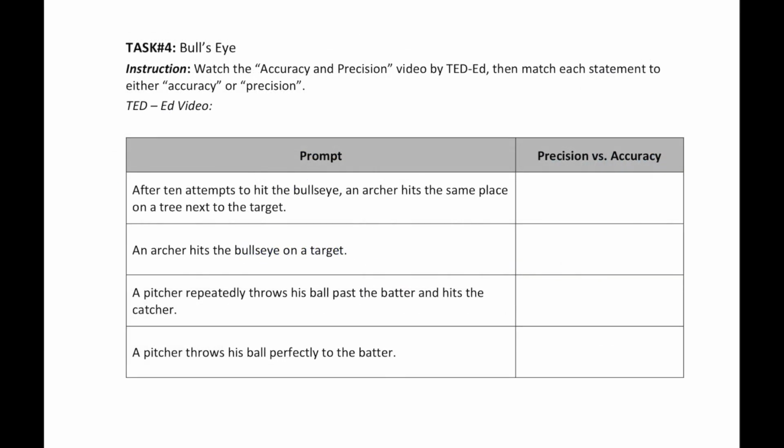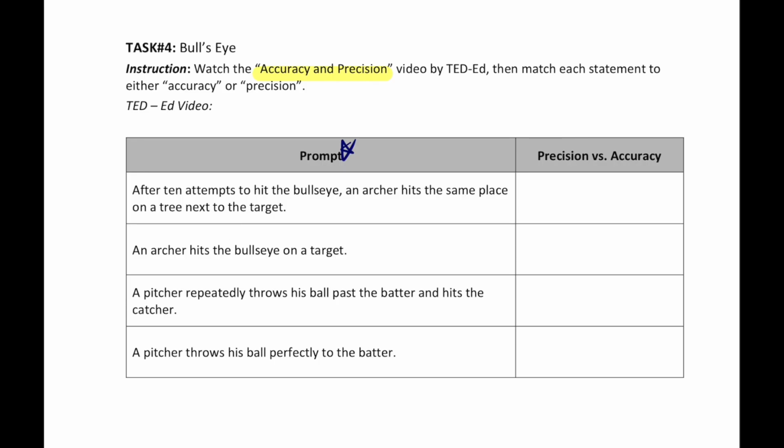Okay. For task number 4, bull's eye. I want you to watch the video by TED-Ed called Accuracy and Precision. This video is created by TED-Ed, so I cannot show it in my video. So you must watch the video using the link I provided. Okay, so what I want you to do is identify these prompts here as either a precision statement or an accuracy statement. It can be very confusing. So I want you to hear me carefully, okay?